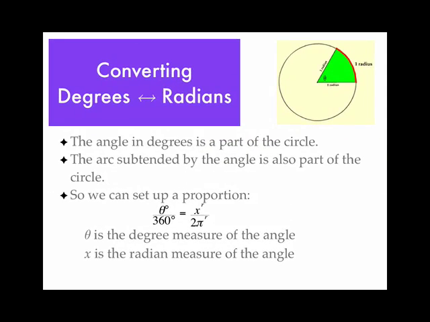How do you convert between degrees and radians? Well, the angle in degrees is a part of that circle. You take the arc subtended by the angle. That's a part of the circle. So we can set up a proportion. The angle divided by 360 is the same as the arc length divided by 2 pi radians, because in 360 degrees there are 2 pi radians.